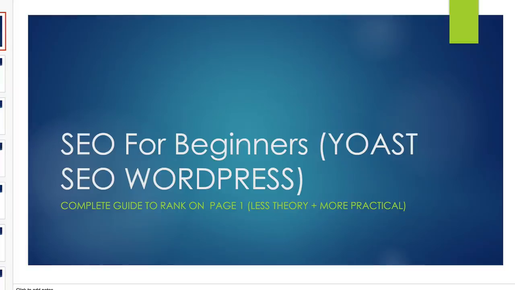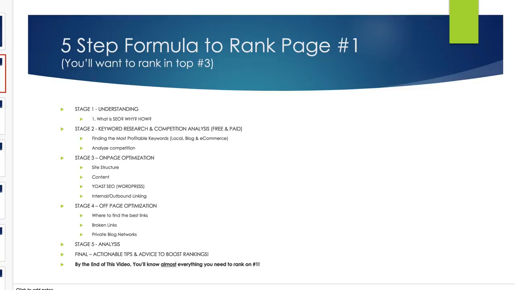In this tutorial, I'll be going through SEO for beginners, and I'll be using Yoast SEO to optimize a WordPress website. But if you're using Shopify or another content management system, you can still use this guide, you just have to follow the same principles and find out where you can edit the on-page SEO for your website. Okay, so my name is Hogan, and I'm going to be going through the 5-step formula to rank on page number 1.